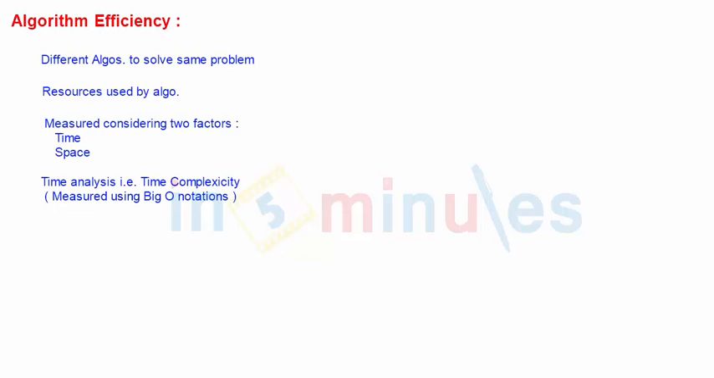So we cannot decide the time analysis just by the speed, that is, some program works in, let's say, 3 milliseconds and some program works on another machine in 5 milliseconds. From that we cannot decide which algorithm is better.